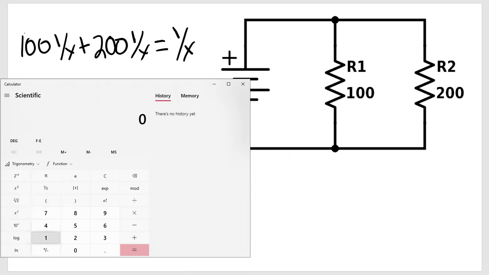We're going to hit 100, 1 over x, plus, 200, 1 over x, equals, and then it's so important that we hit that 1 over x button again. And that's going to give us 66.666 forever.